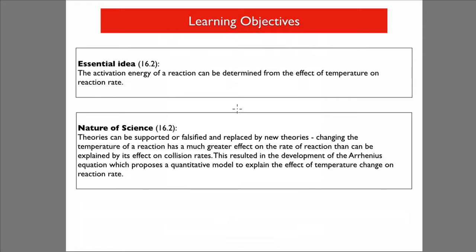Changing the temperature of a reaction has a much greater effect on the rate of reaction than can be explained by its effect on collision rates. This resulted in the development of the Arrhenius equation, which proposes a quantitative model to explain the effect of temperature change on reaction rate.